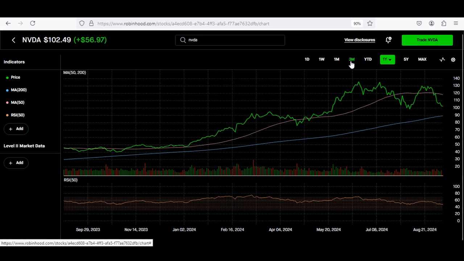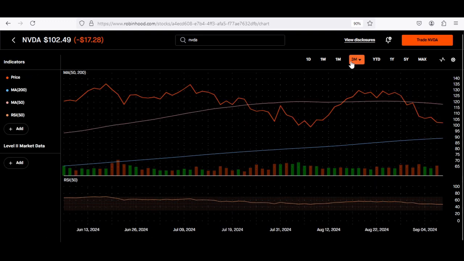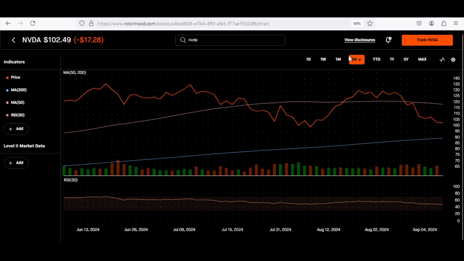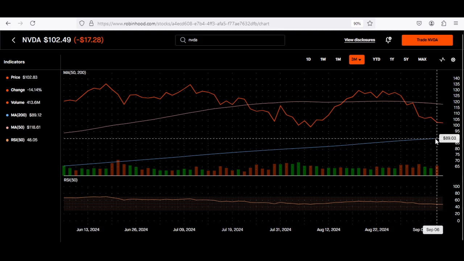Now, let's go ahead to the 3-month chart and let's see where NVIDIA is trading. So at the 3-month chart, NVIDIA is trading above the 200-day moving average and it's trading right here. The 200-day moving average at the 3-month chart is going to be around $90. So that's how I came up with the $95 indicator alert that I showed you at the start of the video.